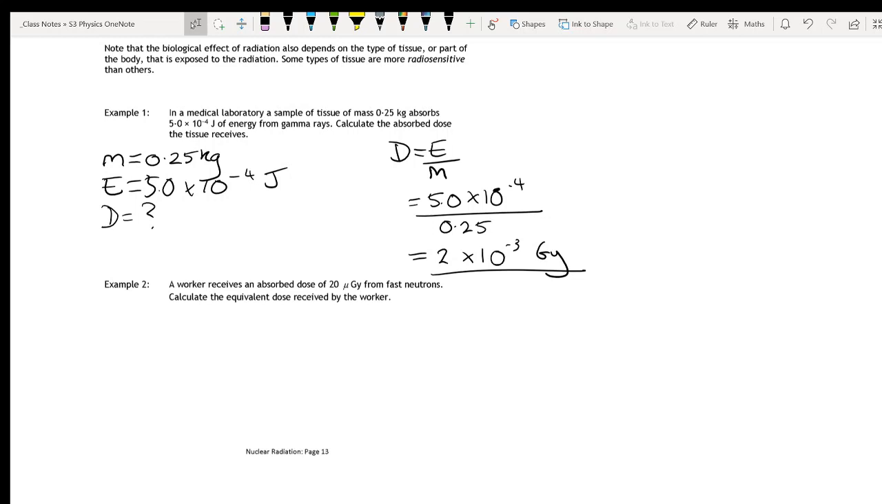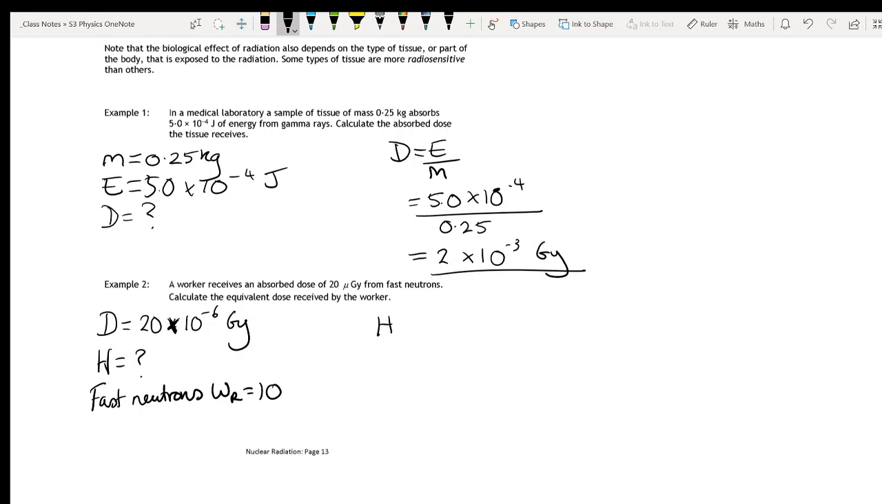Example 2, a worker receives an absorbed dose, so remember absorbed dose is D, of 20 microgray. Remember I gave you that table at the start of the year. Micro is 20 times 10 to the minus 6 gray. We want to find the equivalent dose, that should be H, equivalent dose. And we're told it's fast neutrons. So the radiation weighting factor of fast neutrons is 10, looking at that table above.